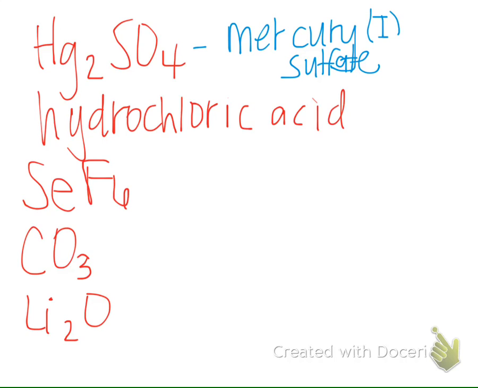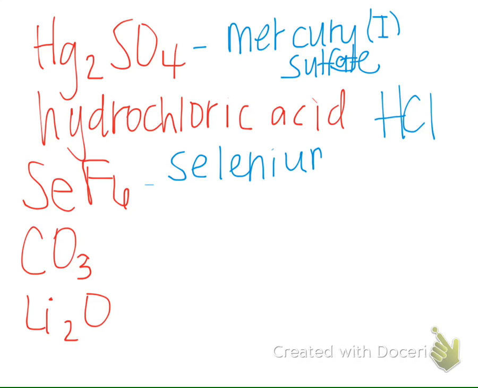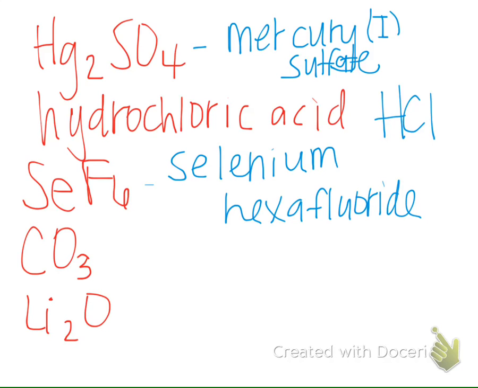Okay, what about the second one? Who has the name for this one? Or who has the formula for this one? Hydrochloric acid. Jack. HCl. Perfect. Is that what everybody had? All right, good. Let's move on to the next one. Yeah, Thomas. Selenium hexafluoride. Very good. Is that what we had? Yeah. It's ionic or covalent? Covalent.